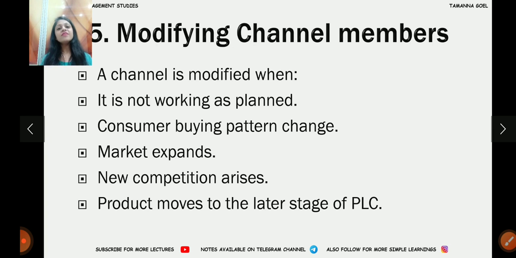So these are the 5 steps that the marketer needs to follow in managing the channel of distribution. Selecting the channel, training the channel, motivating the channel, evaluating the channel performance, and then modifying the channel members. So these are the steps in the channel management decision.